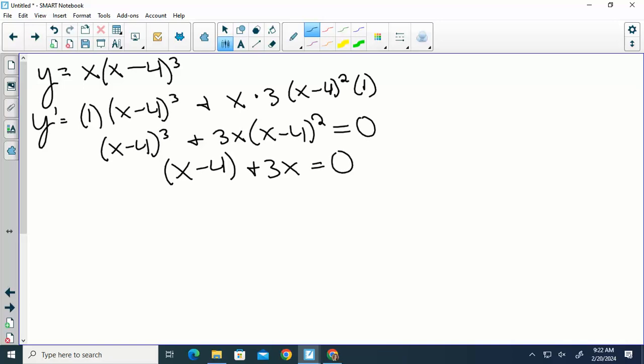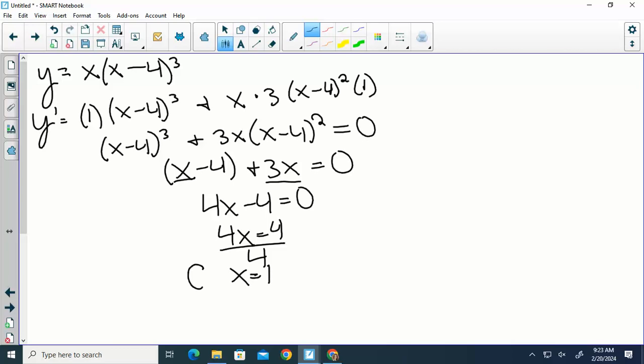Okay, and then you take this x and this x and add it together. Then you add over, you divide, and you get x equals 1, which is our critical point.